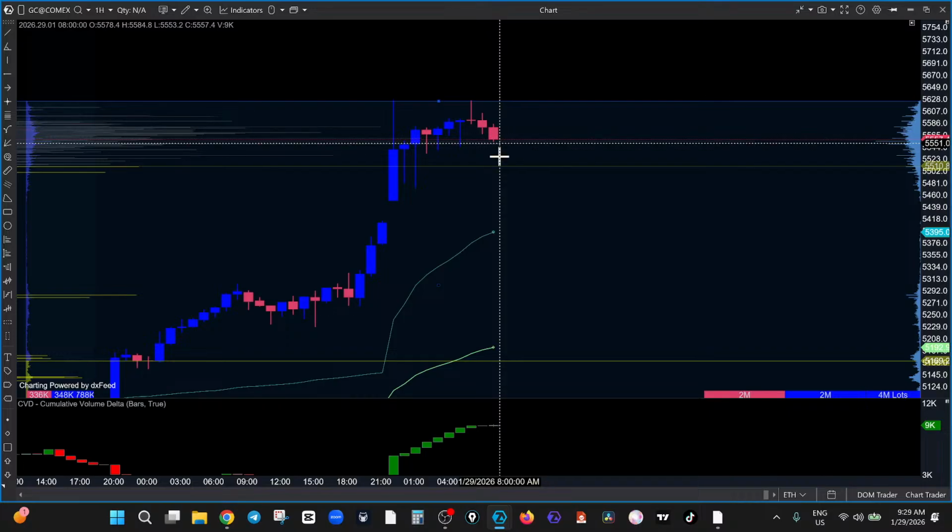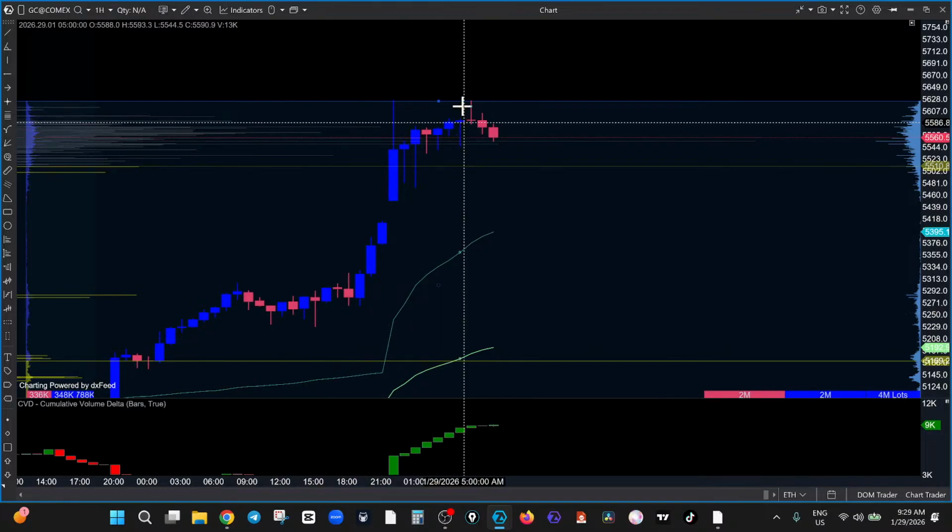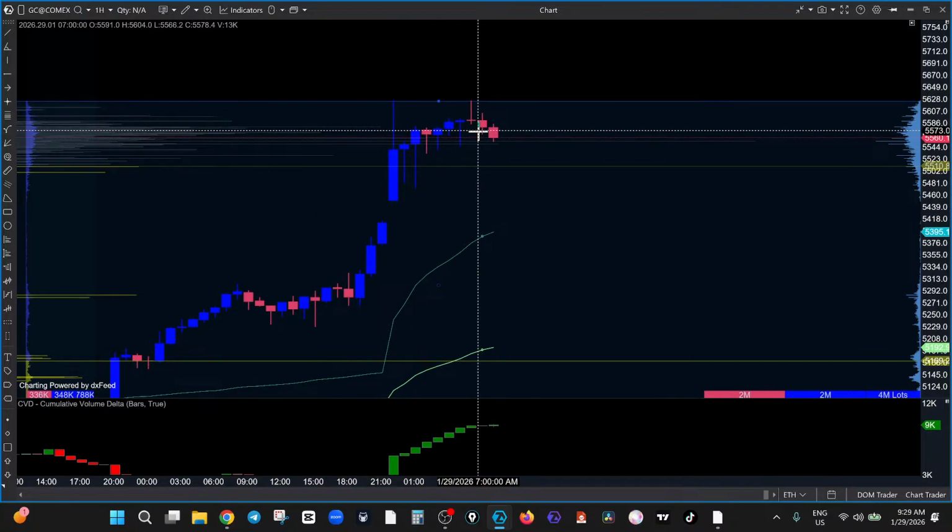If you are in this trade, for example, these are areas where you take off your long trades. These are areas you take off your long trades.